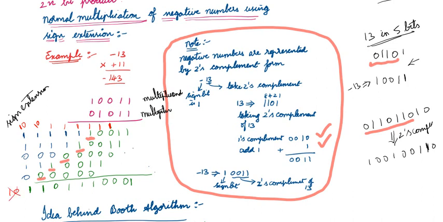So this number is your final answer. We can clearly see we are getting the sign bit as 1. This is my sign bit. The sign bit is 1.